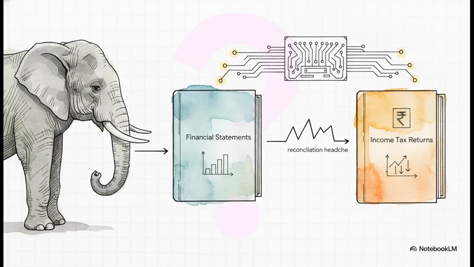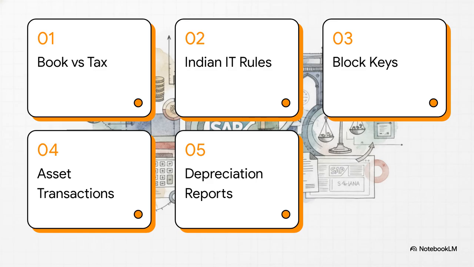It's just a dual-ledger reality that finance teams deal with every single day. And honestly, if you don't set up your system correctly to handle it, you are in for a massive reconciliation headache at year-end. Okay, so here's our agenda for today. We've got Section 1, Book versus Tax Depreciation, Section 2, Indian Income Tax Rules, Section 3, Mastering Block Keys, Section 4, Managing Asset Transactions, and finally, Section 5, Essential Depreciation Reports.